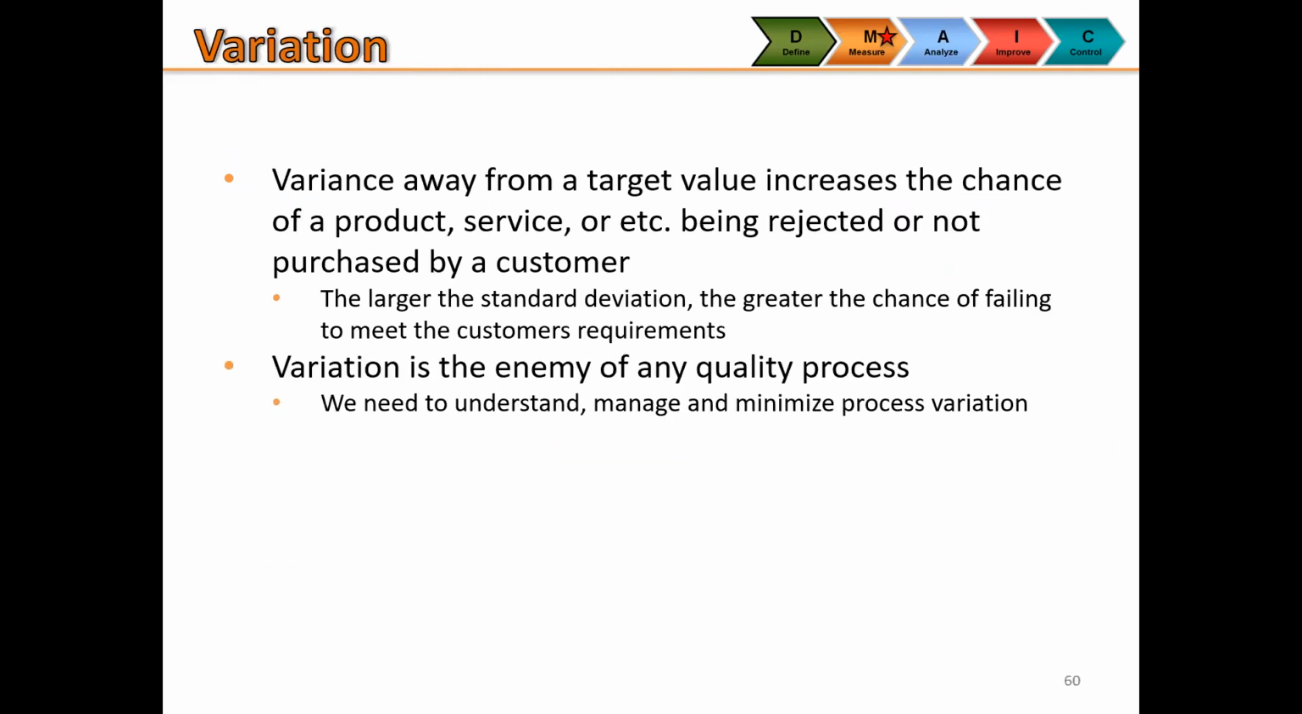And variance away from a target value increases the chance of defects. That's very important because, again, the objective, when you see a bell-shaped curve for any process, is to make it thinner, closer to the mean. Six Sigma is all about variation and finding ways to eliminate it. Variation is the enemy of any quality process. So we have to understand, manage, and minimize process variation. So it all kind of comes together, right?